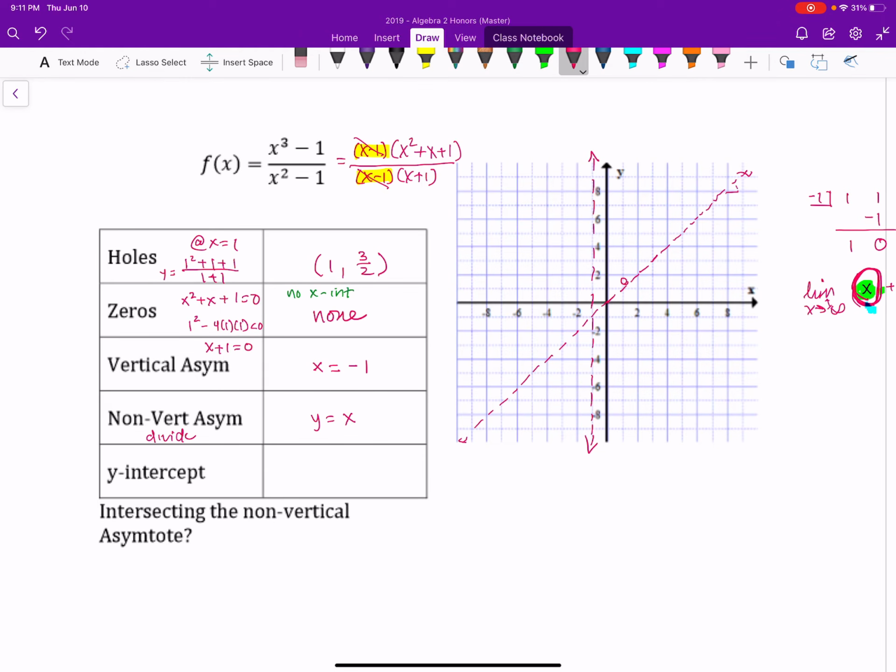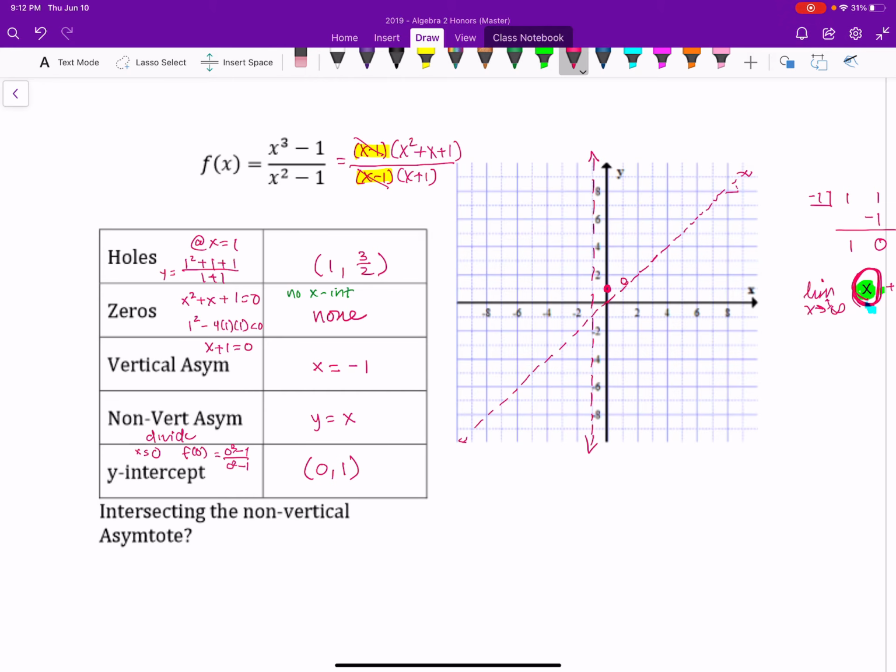The y-intercept happens when x is equal to 0. So that one is easier, I think, just to put into the original. f of 0, right? You're substituting in 0 cubed minus 1 over 0 squared minus 1. So that is going to give me the y-intercept, hello, is (0, 1). So (0, 1), I can plot then.